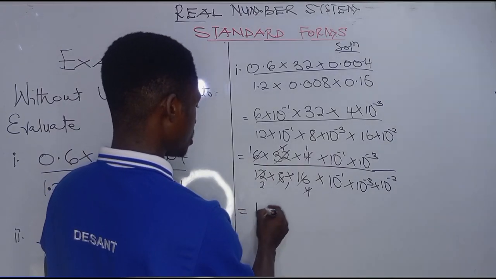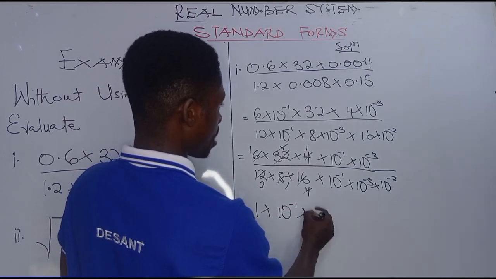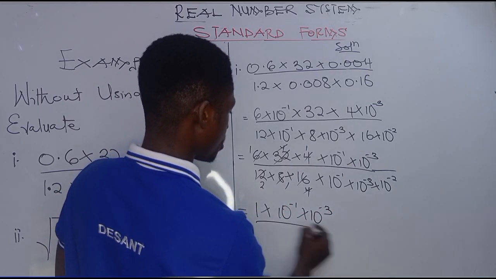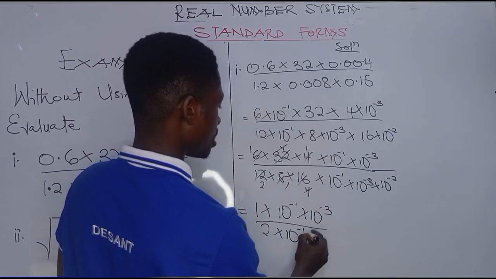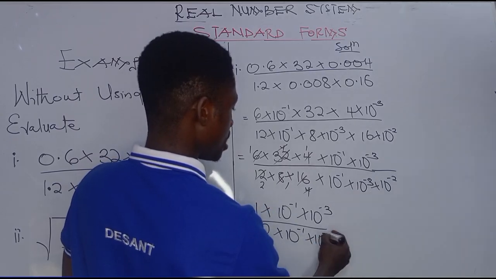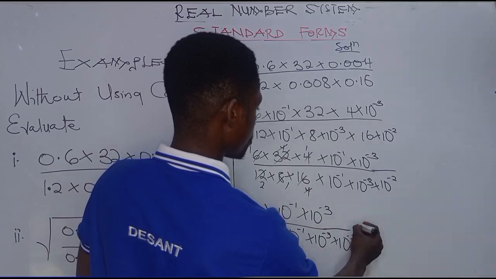So we have 1 times 10 raised to the power negative 1 times 10 raised to the power negative 3, all over 2 times 10 raised to the power negative 1 times 10 raised to the power negative 3 times 10 raised to the power negative 2. Good.